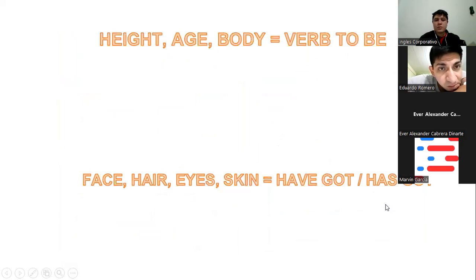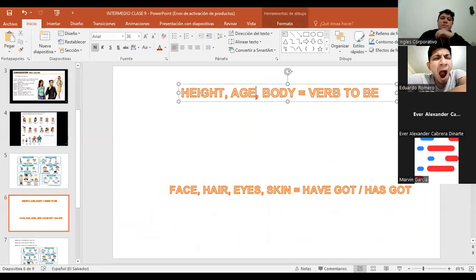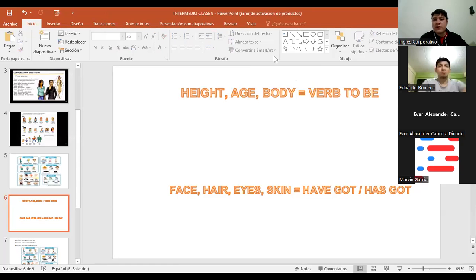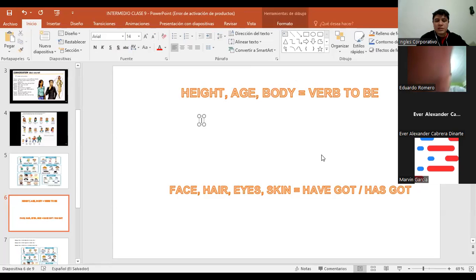Like this one. Let me explain this one. It says that for height, age, and body, we use the verb to be. Para la estatura, chicos, la edad, y para el cuerpo, lo describimos utilizando el verbo to be. So, for example, let's see.